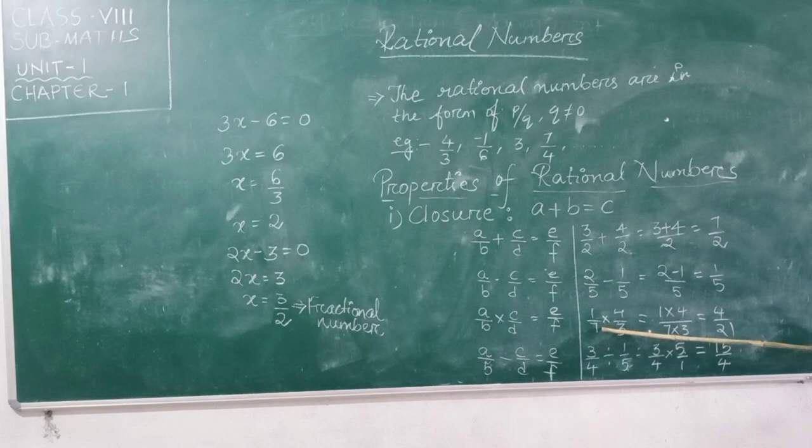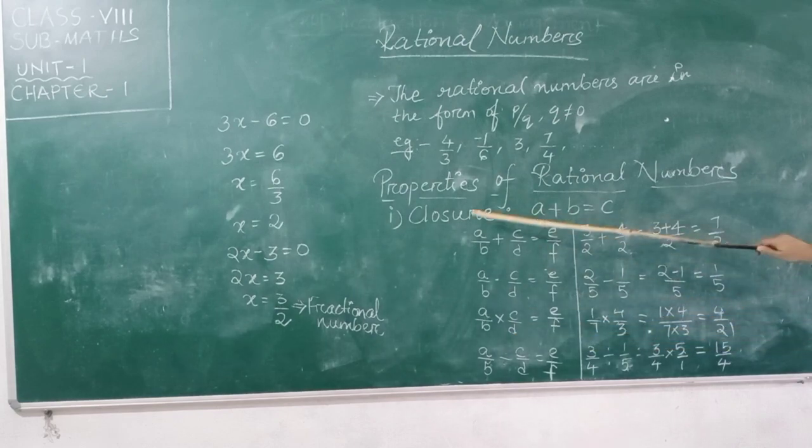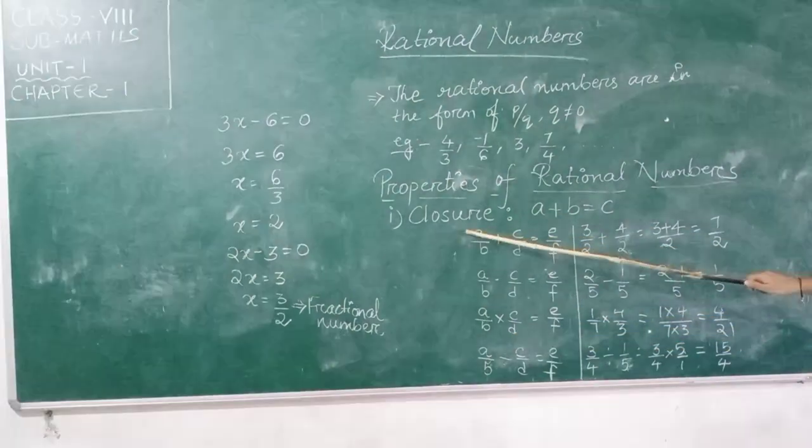If you go to an example, 1 by 7 into 4 by 3 equal to, if you multiply the numerators, 1 into 4, by, if you multiply the denominators, 7 into 3. So 1 into 4 is 4, by 7 into 3 is 21. When we multiplied two rational numbers, 1 by 7 into 4 by 3, again we got a rational number, 4 by 21. So multiplication also happens under closure property.